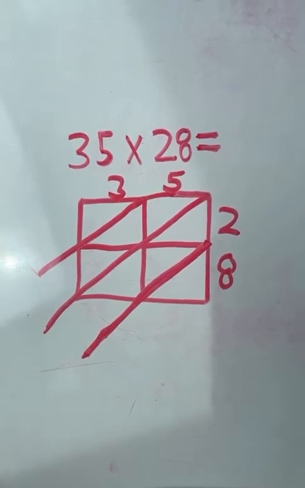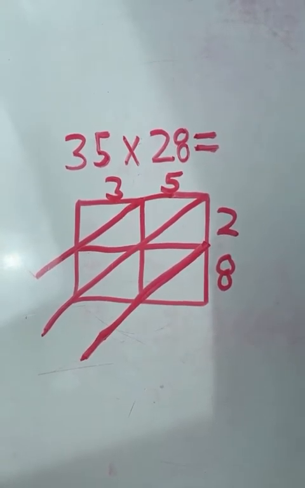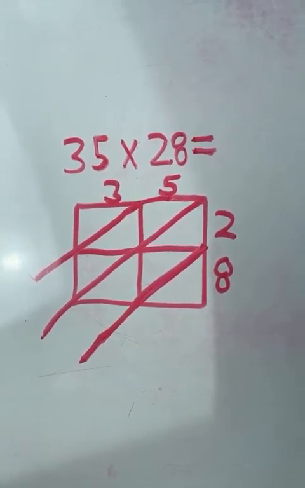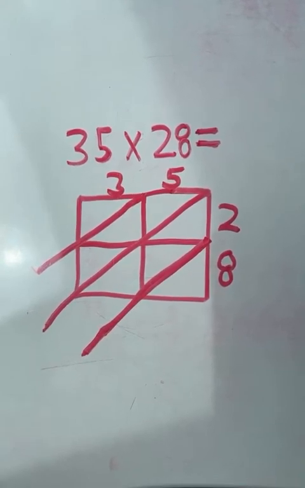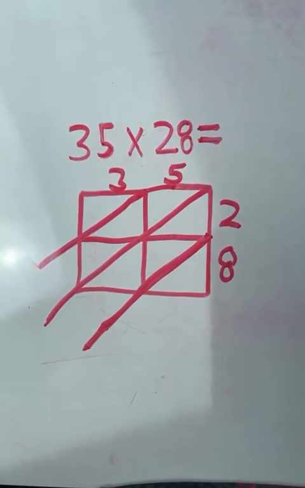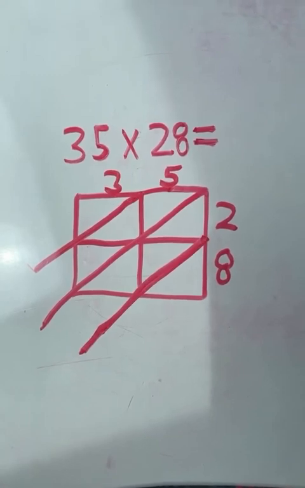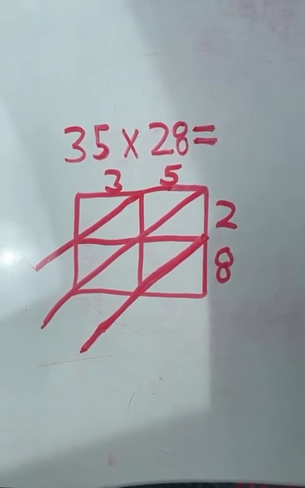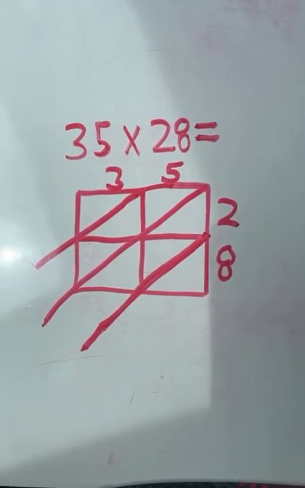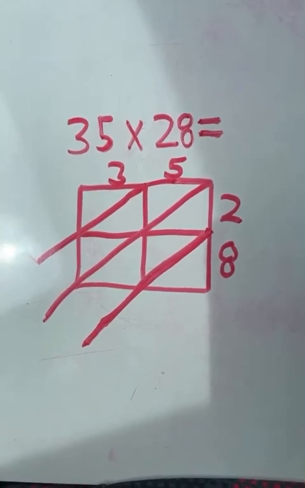All my future content. So this video is going to be a review of 2-digit by 2-digit multiplication using the Lattice method. So 35 times 28 is our first example problem, and I'm going to go through step by step how to solve that problem.